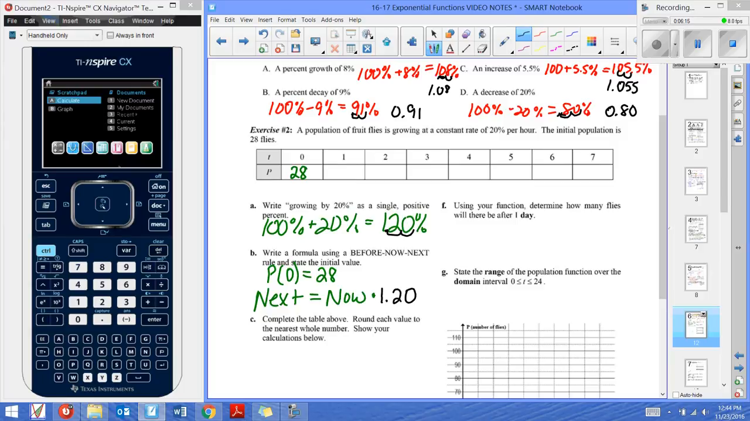Now C says complete the table above, and it says to round each value to the nearest whole number because we don't want parts of fruit flies. I mean, fruit flies are small enough as it is. Let's not count their wings. Okay, let's go ahead. Let's do C.